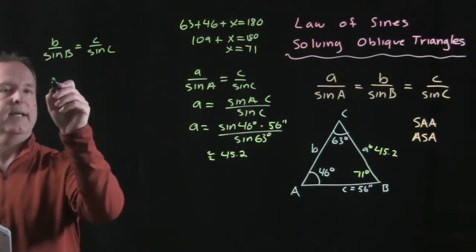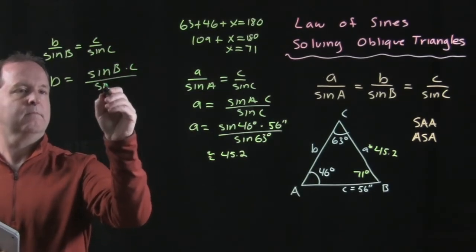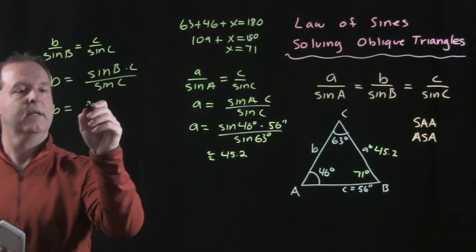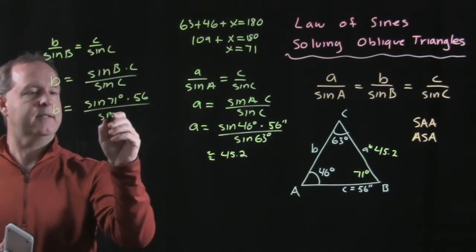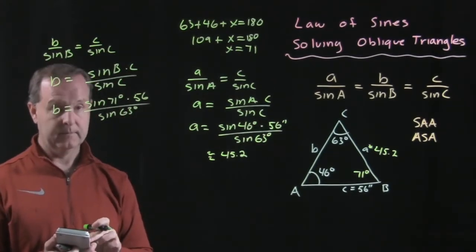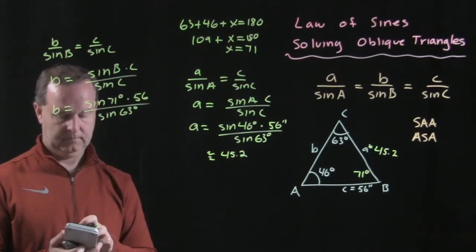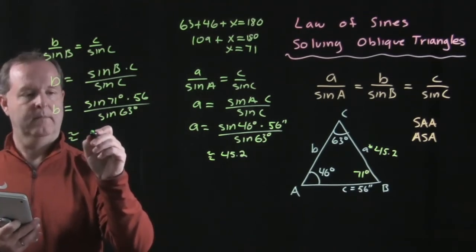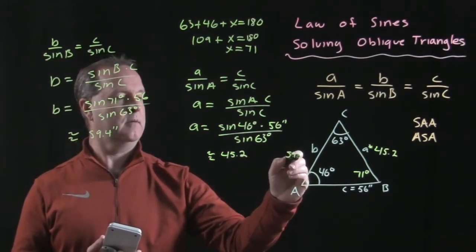So I'm going to multiply both sides by the sine of B. Plug in values. B equals the sine of 71 degrees times my value C, 56, divided by the sine of C, which is 63 degrees. Again, use a black box. Approximately 59.4 inches. And so my other side is 59.4 inches.